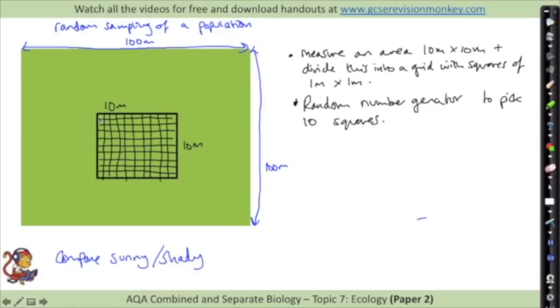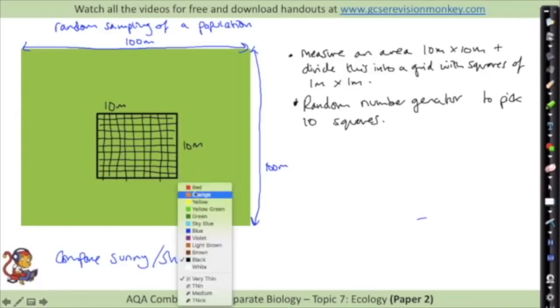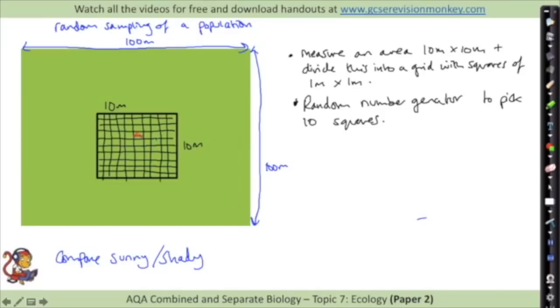So for example, if we assigned these squares from top left to bottom right, 1 to 100, so we'd go along and say that was 1, 2, 3, 4, 5, 6, etc. We could then use our random number generator and say, for example, that it picked out 10 squares at random. We would then sample within those 10 squares, and what we would use is a grid that looks very similar to this called a quadrat. So a quadrat is a metal grid.